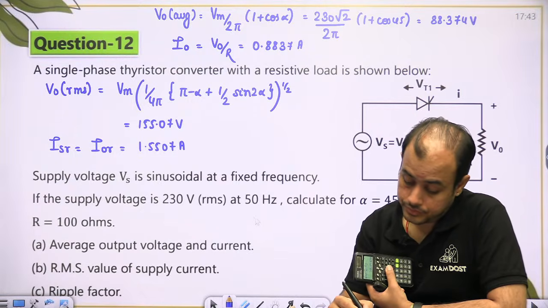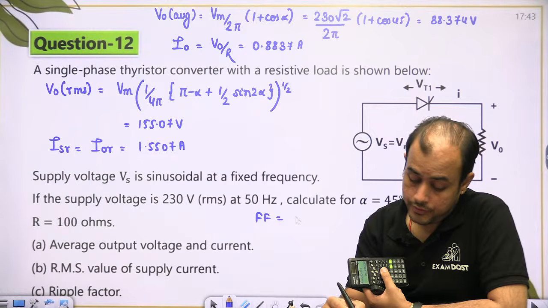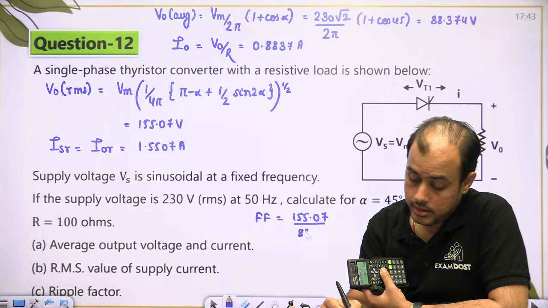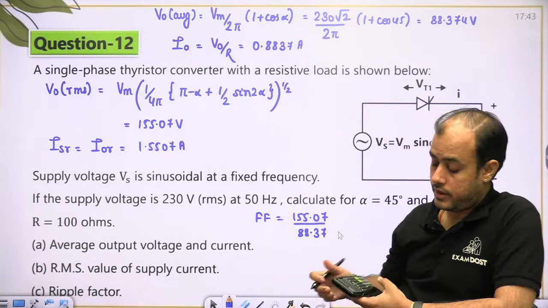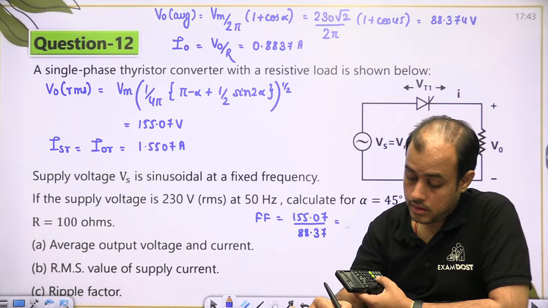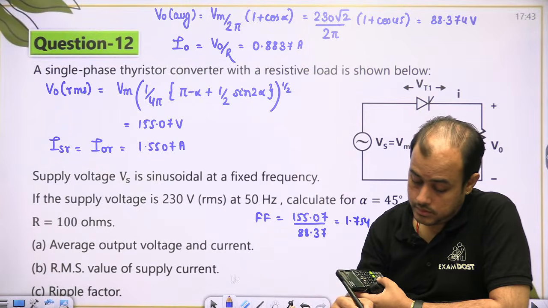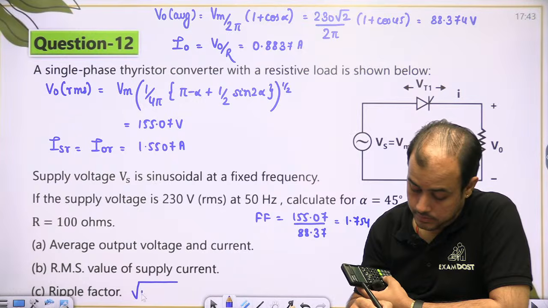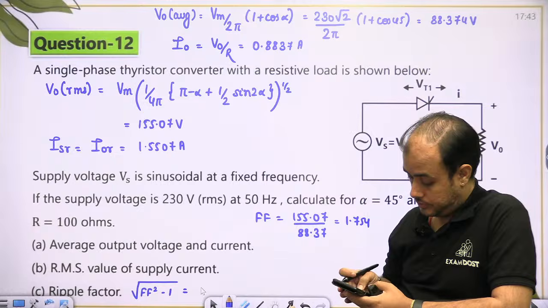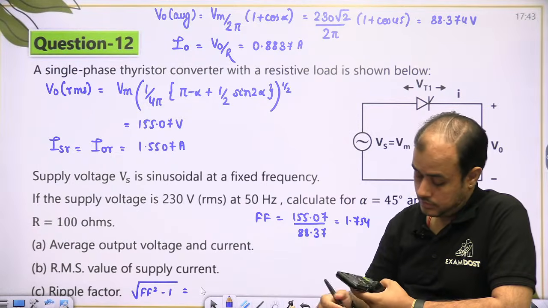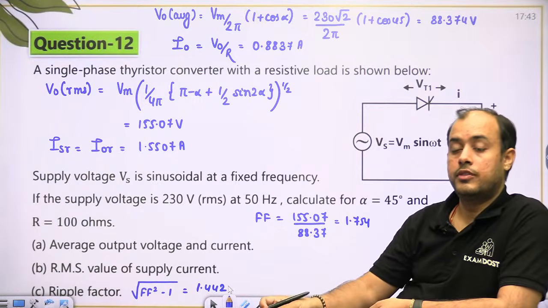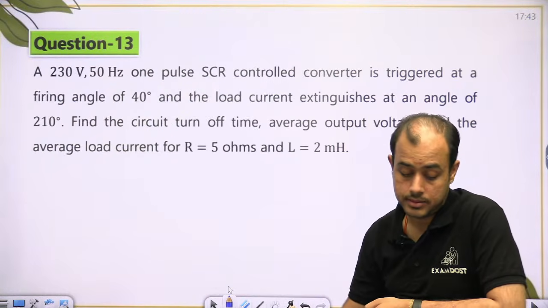Now form factor is 155.07 by 88.37. 1.442. Very good, Subhadeep and Ronak.